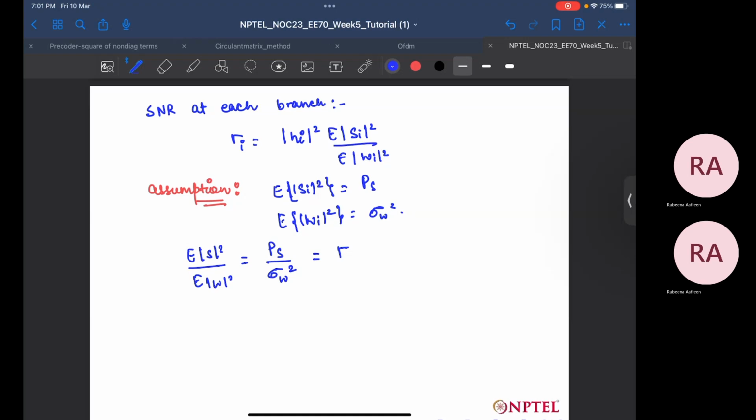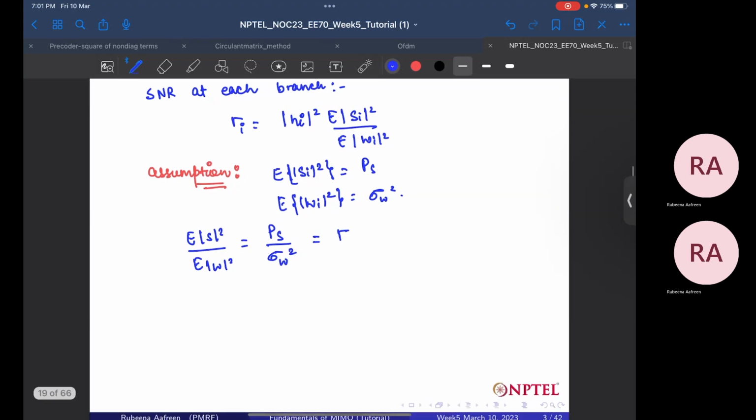Now this hi we have considered as a Rayleigh fading channel, right? So the PDF of SNR is given by 1 upon gamma bar times e to the power minus gamma i upon gamma bar. We can assume that the SNR at each branch is equal to the average SNR only. So that's how we can write it.